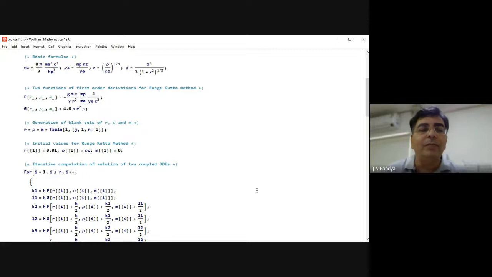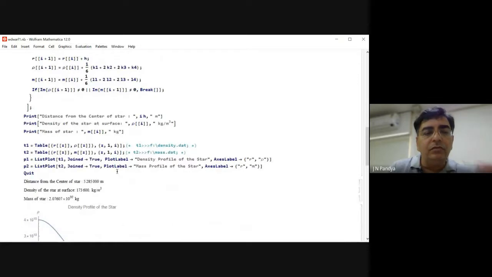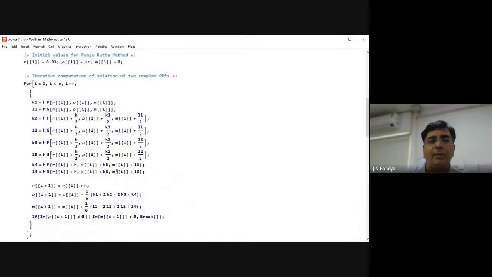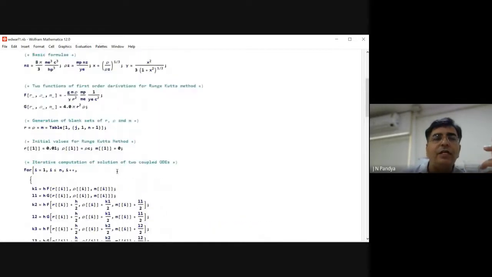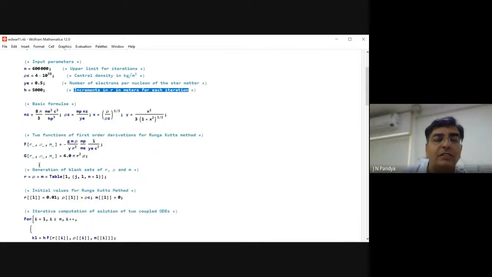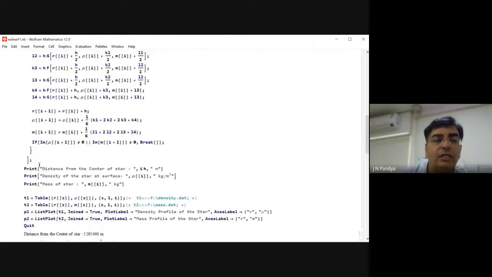Ultimately, what I am doing is simply putting those things in my RK4 method, coupled equations. Of course, when you are writing this kind of code, there are certain things which come according to your requirement. For example, we don't know how many steps will be required to go out of the star. So suppose I say my H is 5,000, that means my step size is 5 kilometer, because this is the increment in the radius of the star. So after every 5 kilometer, it is trying to give us the mass and rho. That is what we have written.